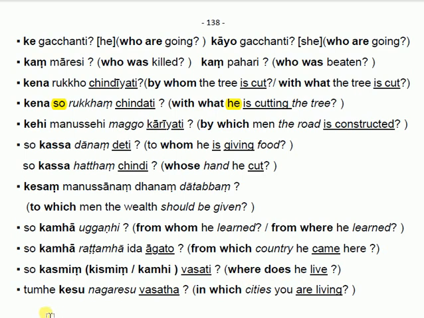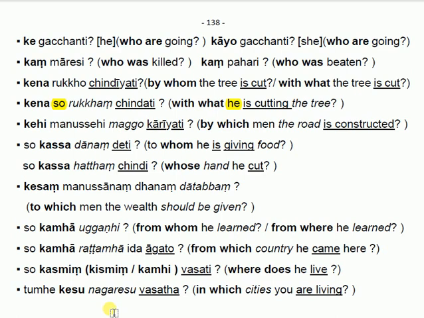Last one. Tumhe kesu nagaresu vasatha. Here locative case plural. Tumhe means you. Kesu, in which. Nagaresu, cities. Vasatha, are living. In which cities you are living. Tumhe kesu nagaresu vasatha. Right. That's about how we use ka in questioning.